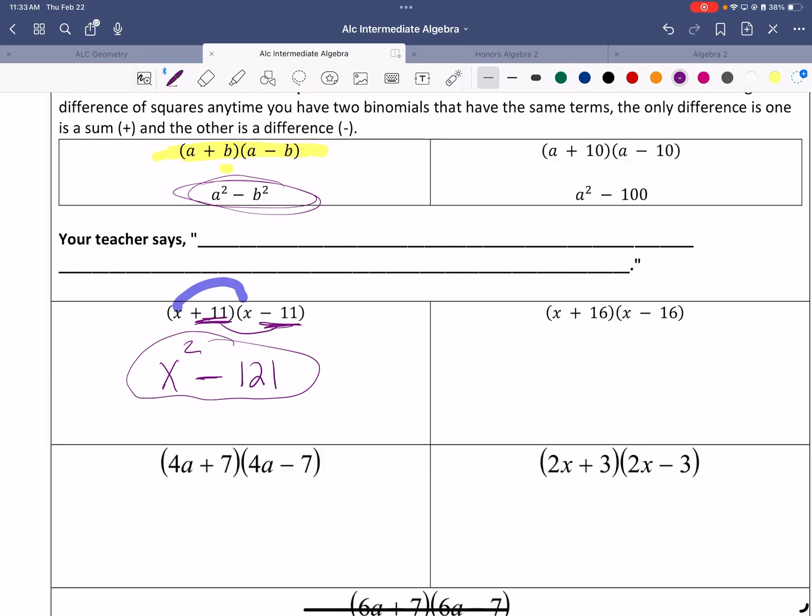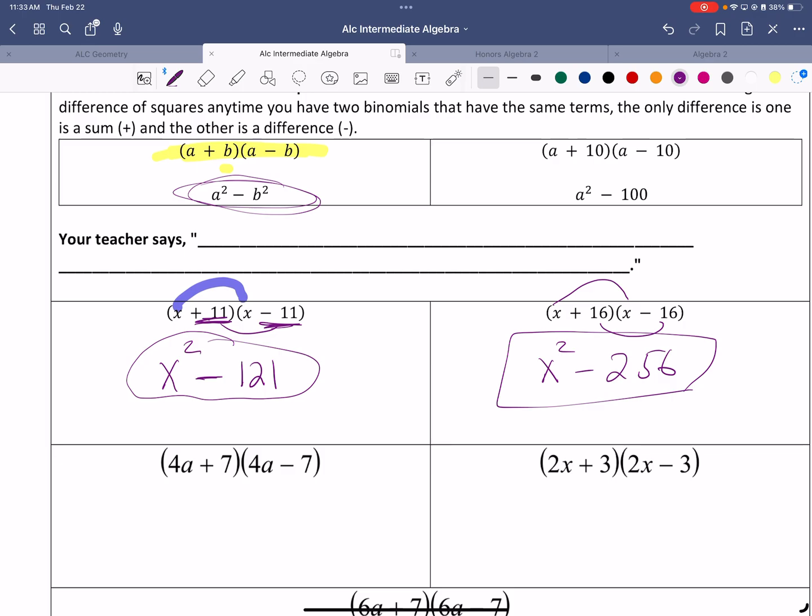Okay. So in the second one, the terms are the same, x and x, 16 and 16. The numbers are different, positive 16 and negative 16. So that means I can take the first times the first, x times x is x squared, minus the last times the last, 16 times 16, 256. That's your answer. And you're done.